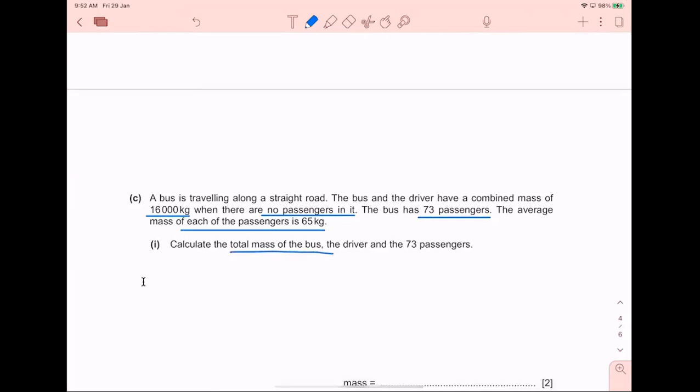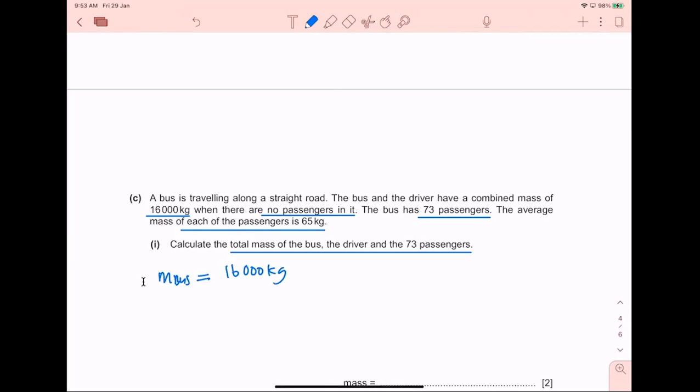So what is the total mass of the bus, the driver, and the 73 passengers? Okay, very direct as well. So you know already the mass of the bus. Mass of the bus is equal to 16,000 kilograms.